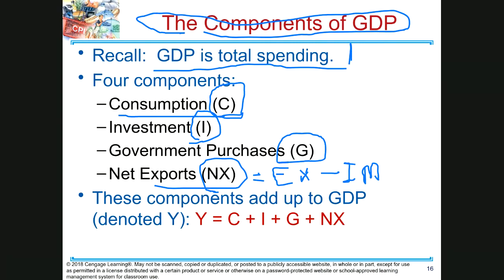But NX is a small portion of the GDP. We're going to see it in our graph, to see what the percentage of this component is in our GDP. Then we come to this identity here, okay?